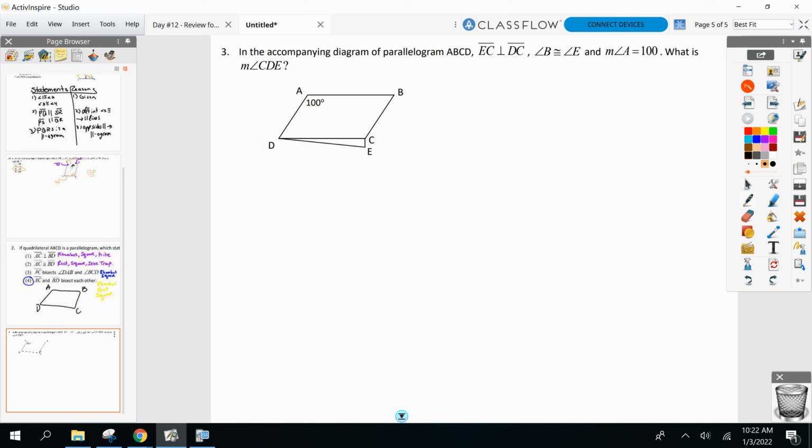Perpendicular, everyone. Where are we putting the right angle here? Name the angle. DCE is a right angle. And B and E are congruent.